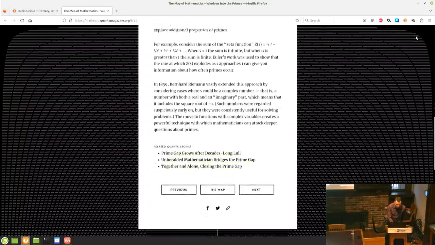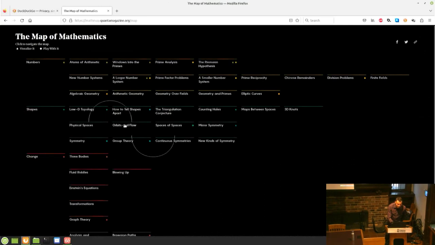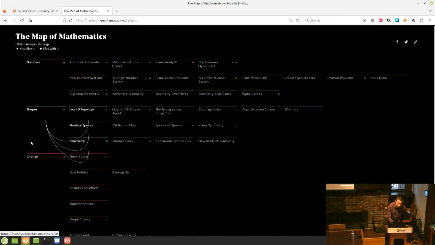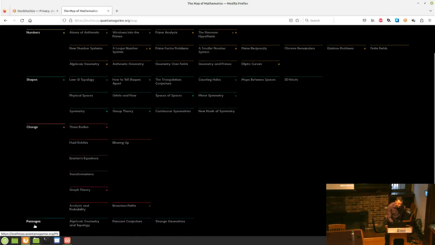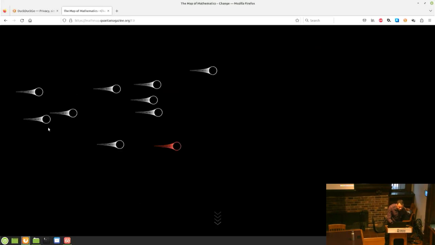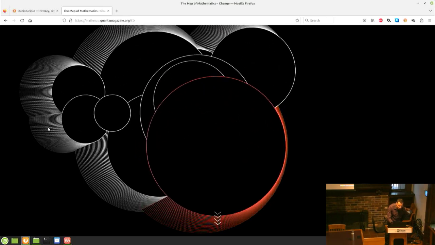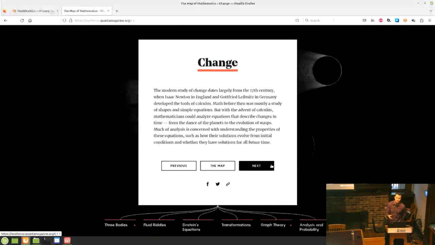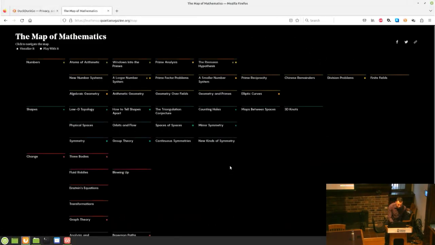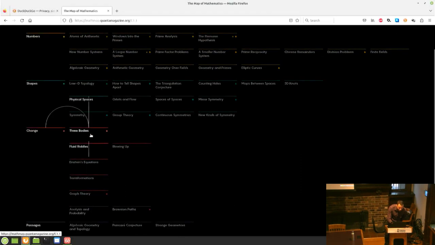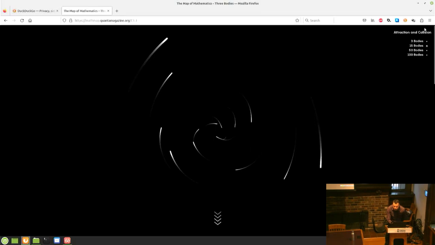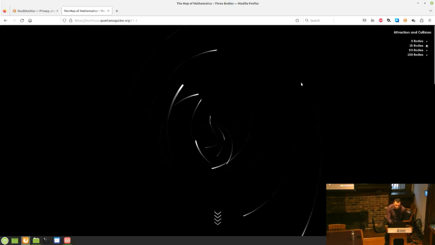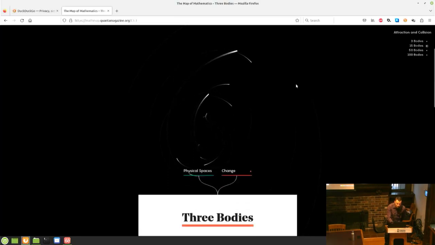Okay. Now, when we go to the map, we see all these topics, and here numbers, so algebra, shapes, differential geometry, change, dynamical systems, passages, which is also a new one, are connected with each other. And here we see a nice picture. This is connected to dynamical systems. Very nice animation. It's just an animation. You cannot really make sense of it if you don't have an application in mind at the moment. Okay. And then the three-body problem. Maybe this is interesting to see. So what is this? Attraction and collision, right? Bodies bumping into each other. This is all mathematics.